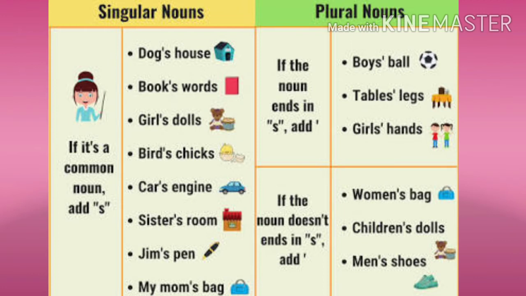Again, if the plural noun does not end in s, we add apostrophe s. For example, woman's bag, children's dolls, men's shoes. Men itself is a plural, but it isn't ended with s. So we put apostrophe and s at the end of men.